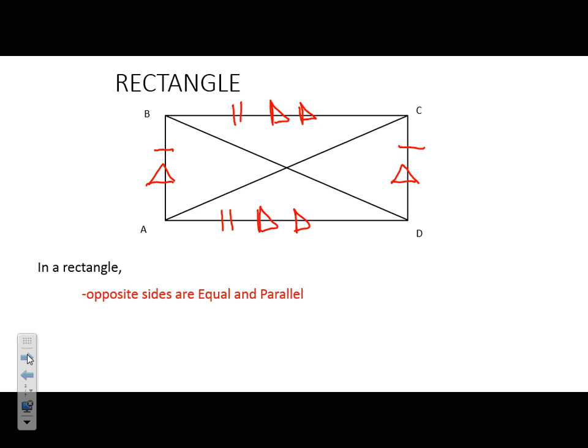All right, so down here, if you want to, you can write AB is congruent to CD, and it is also parallel, and AD is congruent and parallel to BC.